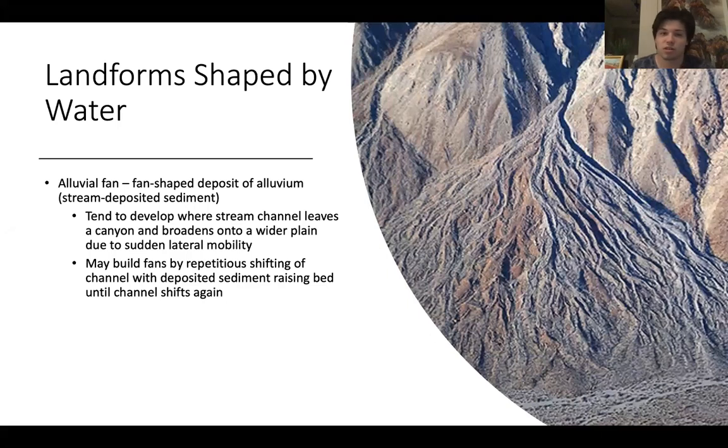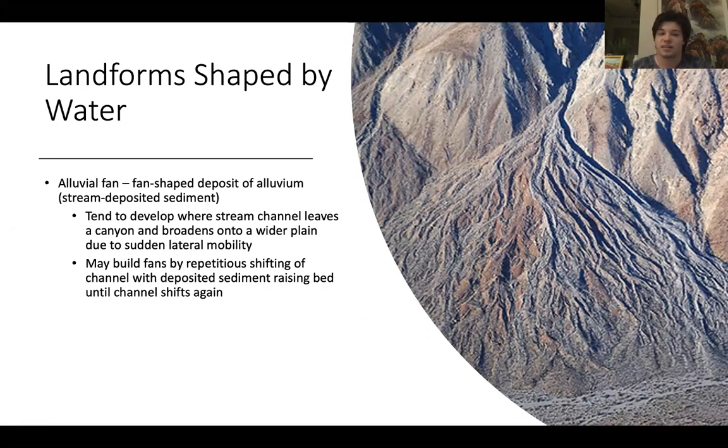And lastly, we're going to talk a little bit about landforms shaped by water, specifically the alluvial fan, which we've talked about before. So alluvial fans are fan-shaped deposits of alluvium, or stream-deposited sediment. You can see an example over here on the right. Alluvial fans tend to develop where stream channels leave a canyon and broaden onto a wider plain due to sudden lateral mobility. You can see that sort of canyon and broadening onto a wider plain in this picture.